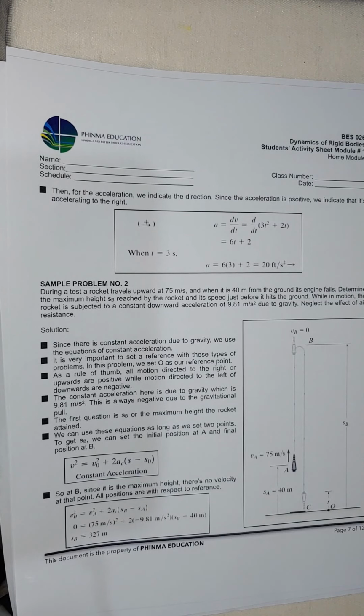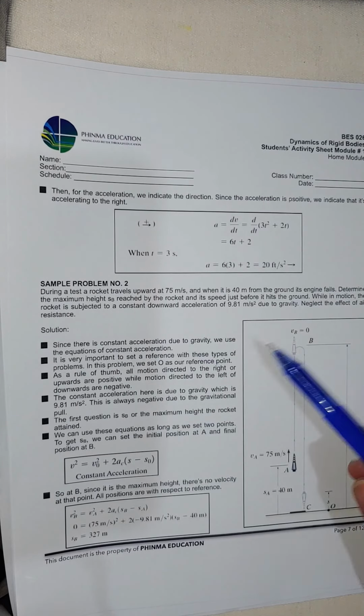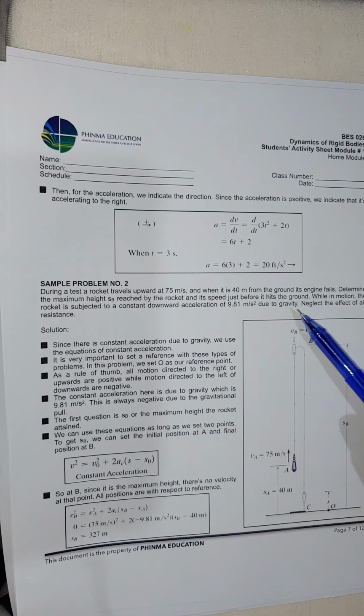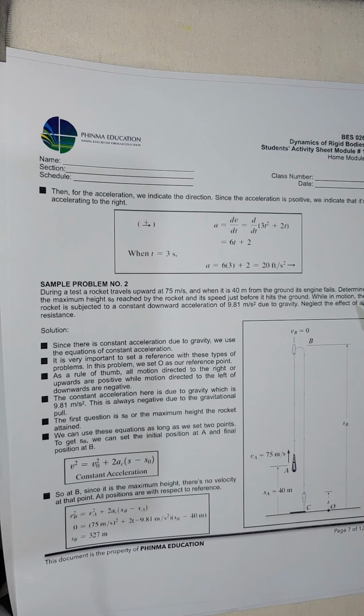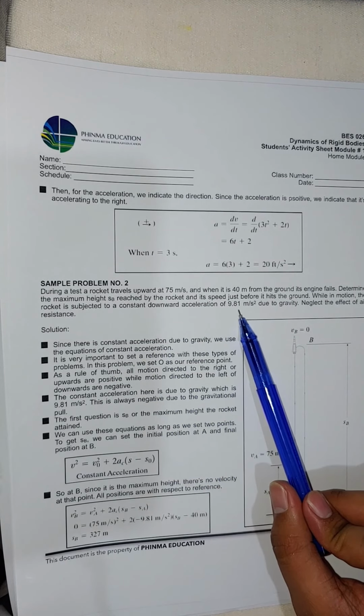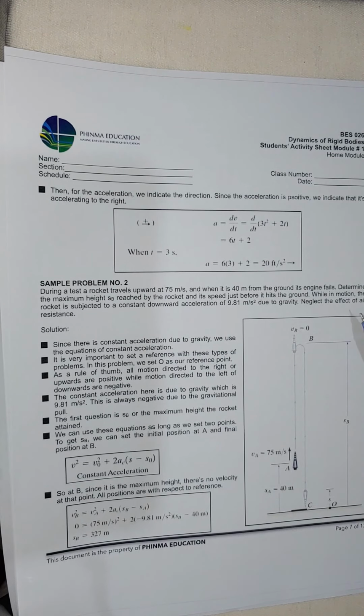Determine the maximum height. So maximum height, you denote that as the position reached by the rocket, and its speed just before it hits the ground. While in motion, the rocket is subjected to a constant downward acceleration of 9.81 meters per second squared due to gravity. Neglect the effect of air resistance.